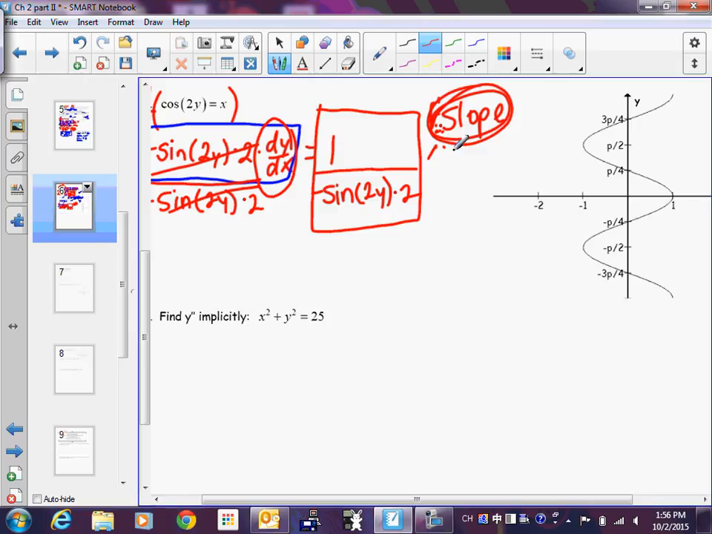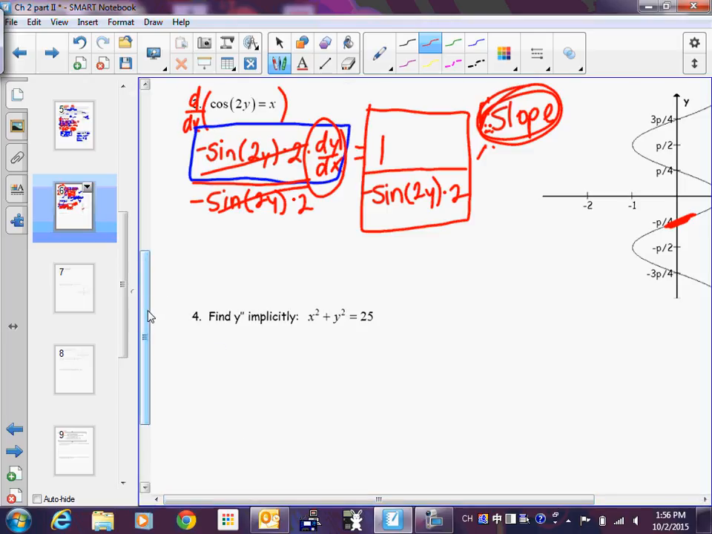Yeah, it does. So this is representing slope. So if I wanted to know the slope at, say, 0, negative pi over 4, I would just plug those values in, in this case only for y, and that would help me find the slope. Okay? So that's what it represents.